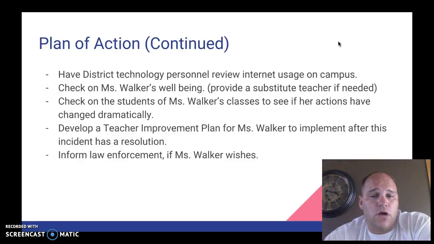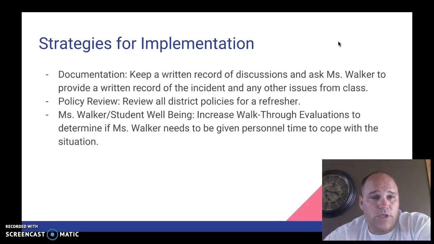And then if Ms. Walker wishes to inform law enforcement if any possible local or state laws have been violated, I would support her with that as well. Strategies, again, documentation. We have to document everything in today's society to protect ourselves. Policy review. I need to be up to date on all policies and not just rely on what's understood from the student code of conduct, just for my protection.